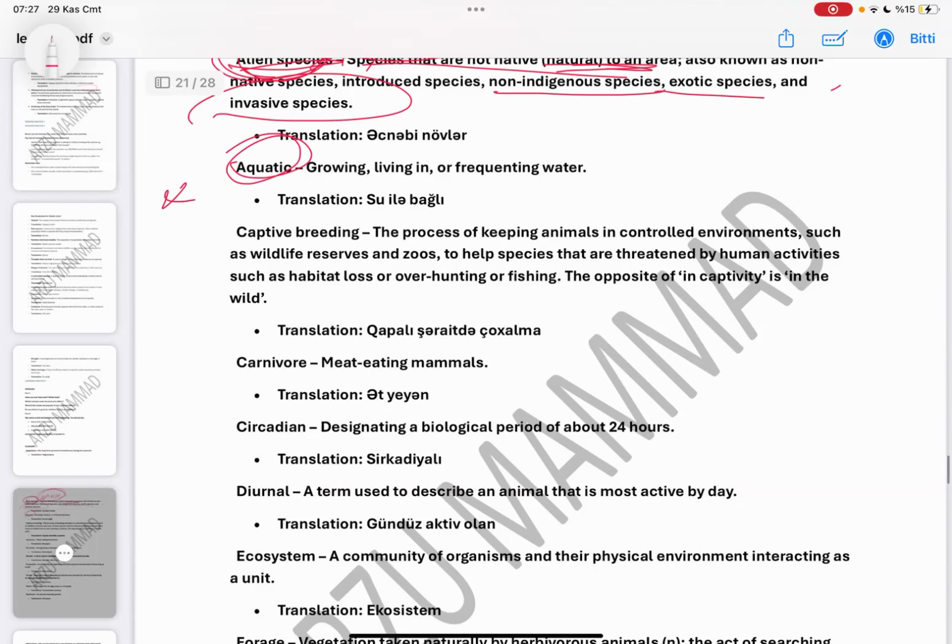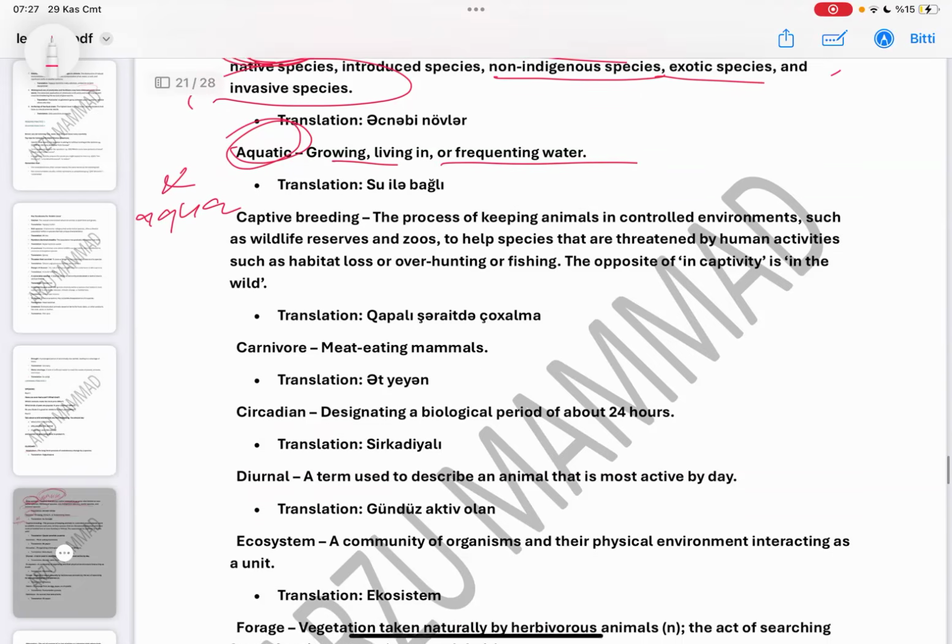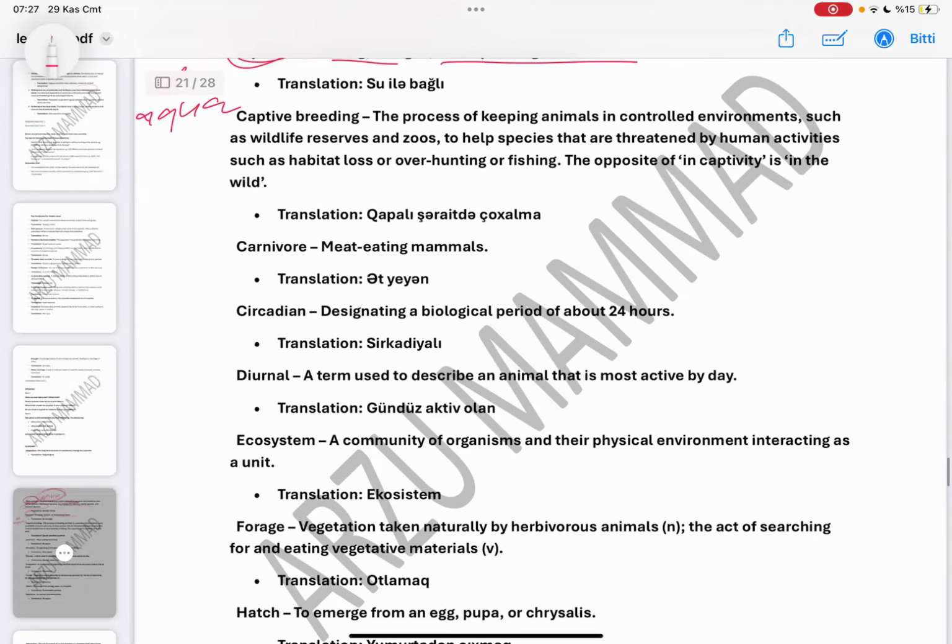Aquatic, aqua park, aqua, something relating to water, living, frequenting water, growing in water. Captive breeding, for example. Breeding, we have already discussed it, yeah. What was the synonym of it? Rearing, rear is breed. And breeding, reproduction, we can also call it like that. Captivity, we have already discussed, yes, keeping them not in the wild areas, like in zoos and etc., in closed areas.